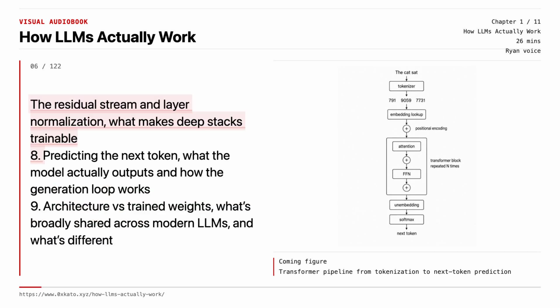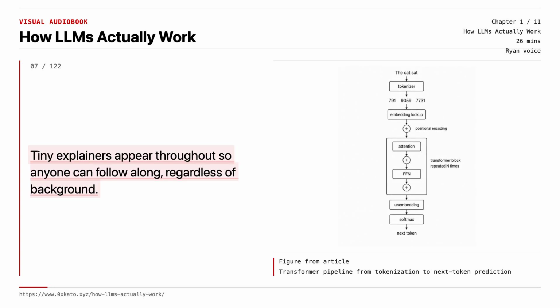7. The residual stream and layer normalization. What makes deep stacks trainable? 8. Predicting the next token. What the model actually outputs and how the generation loop works. 9. Architecture versus trained weights. What's broadly shared across modern LLMs and what's different? Tiny explainers appear throughout so anyone can follow along, regardless of background.